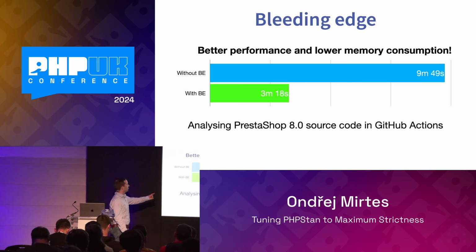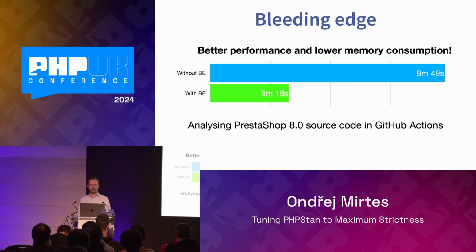So this is an example. When analyzing the PrestaShop 8.0 code base in GitHub Actions, when I enabled bleeding edge, it went from approximately 10 minutes to 3 minutes. So if you have a large project, you might see that it's much faster when you enable bleeding edge. Okay, so I hope you are not too overwhelmed, and you will at least enable some of these options when you come back to work. Even with a baseline, I would be happy if you enable them and put the existing errors into the baseline.